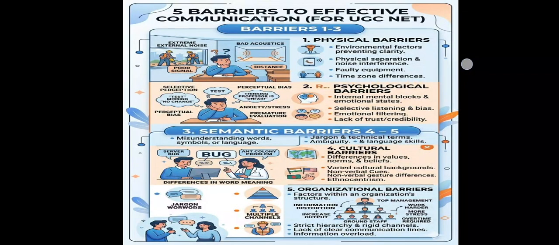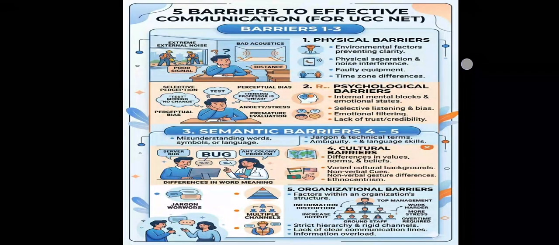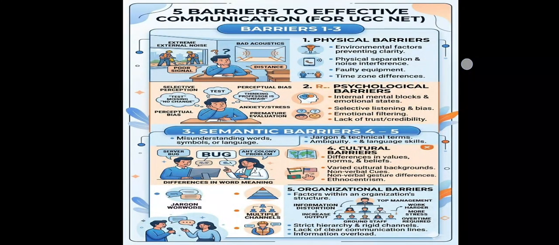Wow, we have covered a massive amount of ground today. Let's do a quick high-speed recap to look into your memory. Number one is physical barriers. Always remember it is the outside environmental obstacles like noise, distance, or broken equipment. Next, we have psychological barriers, that is, the internal mental and emotional blocks. Always link it with emotional bias or premature evaluation.